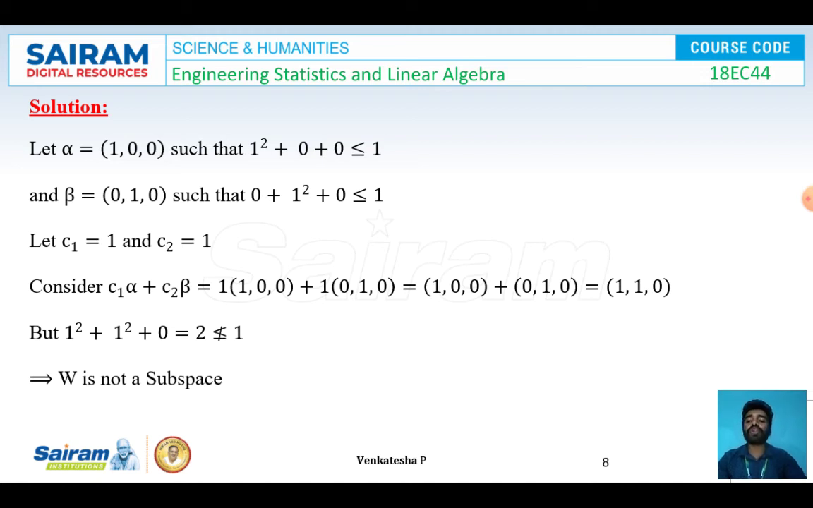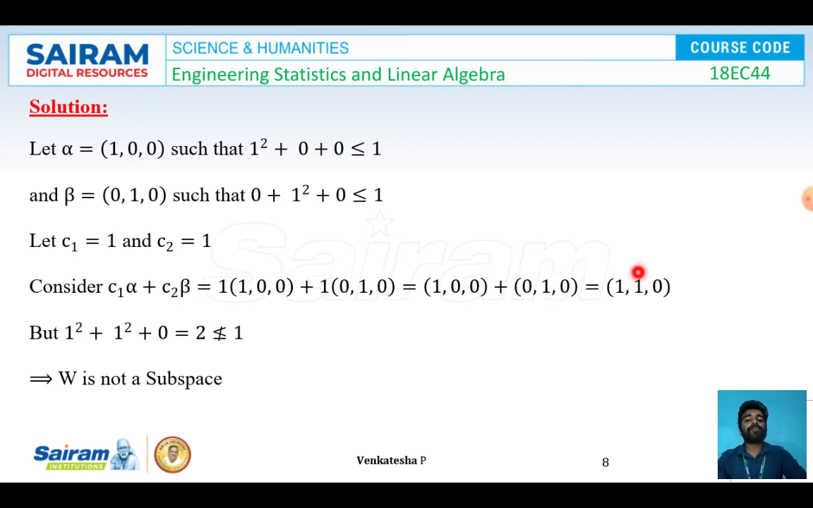And I am going to assume the scalars C1 is equal to 1 and C2 is equal to 1. Now take the condition C1 alpha plus C2 beta. After adding this, replacing alpha is equal to (1, 0, 0) and beta is equal to (0, 1, 0), I got the equation 1 into (1, 0, 0) plus 1 into (0, 1, 0). By multiplying and adding, I got the vectors (1, 0, 0) plus (0, 1, 0), which will be equal to (1, 1, 0).